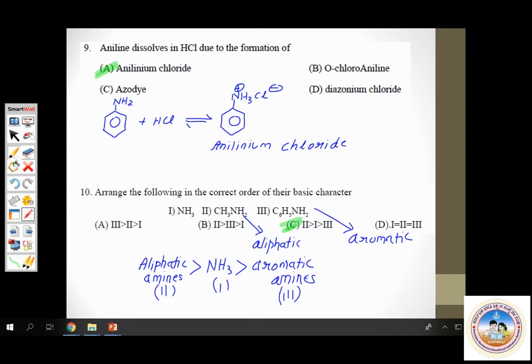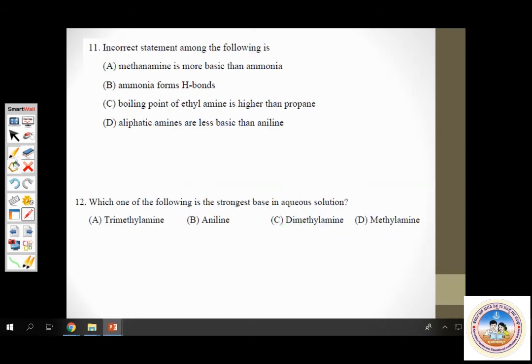Question number 11. Incorrect statement among the following is. Let us see which is incorrect, which is wrong. Methanamine is more basic than ammonia. Yes, all aliphatic amines are more basic than ammonia. This statement is right. Ammonia forms hydrogen bonds. Of course, yes. Boiling point of ethylamine is higher than propane. Yes, amines have a higher boiling point than alkanes. Aliphatic amines are less basic than aniline. This is wrong. Aliphatic amines are always more basic than aromatic amines. Hence, option D becomes our correct answer because you're asked to find out the incorrect statement.